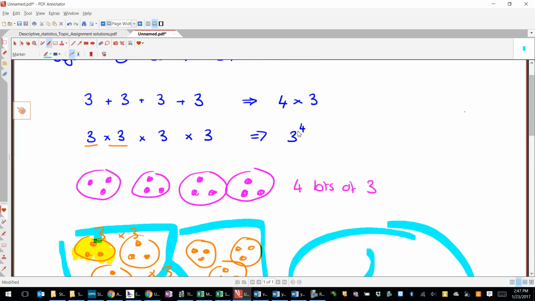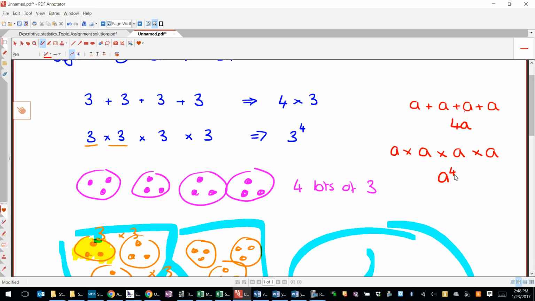Which is why when we start looking at algebra and we have A plus A plus A plus A, pardon? Oh, right. Okay, so A plus A plus A plus A is 4A. Okay, and then A times A times A times A is A to the power of 4. So they're very different things. Okay.